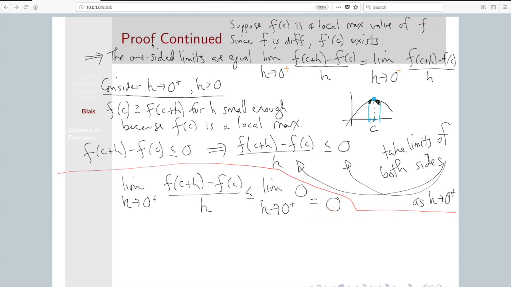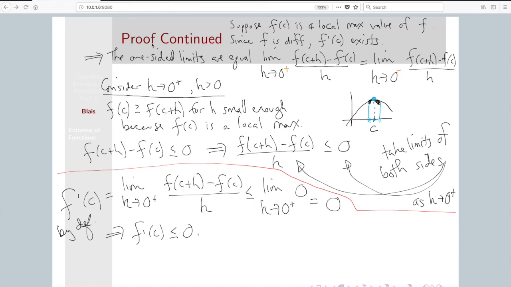But we also note that this is f prime of c by definition of derivative. So what we just showed, look at this string of inequalities. F prime of c has to be less than or equal to 0. That's the first step. We then can go through the same kind of procedure.